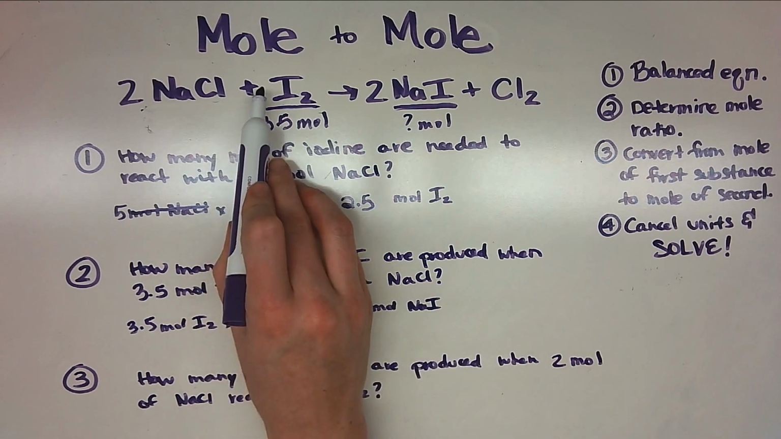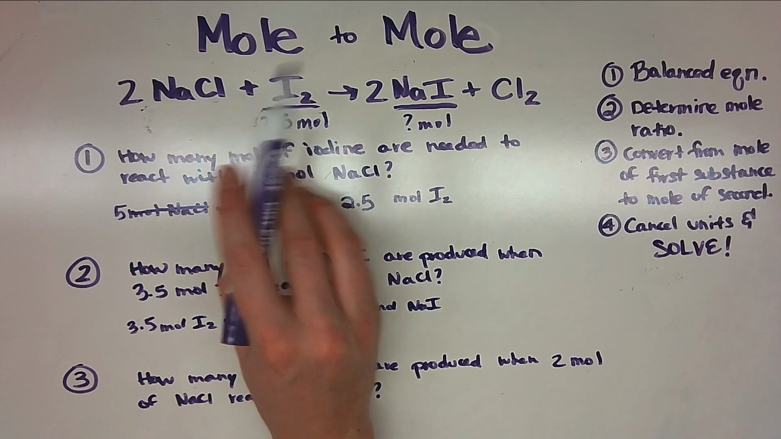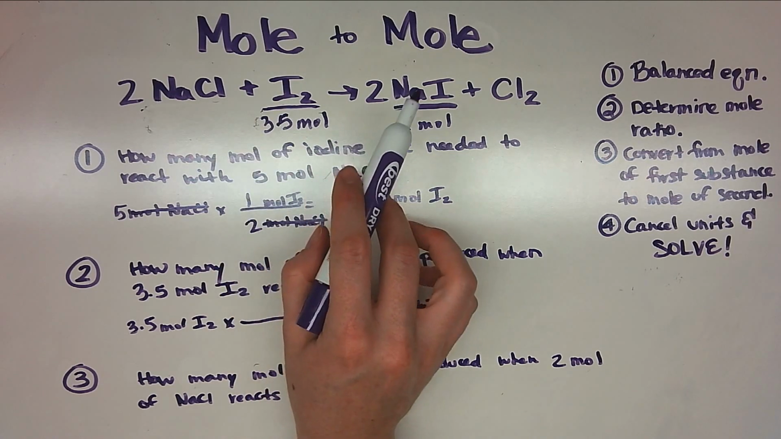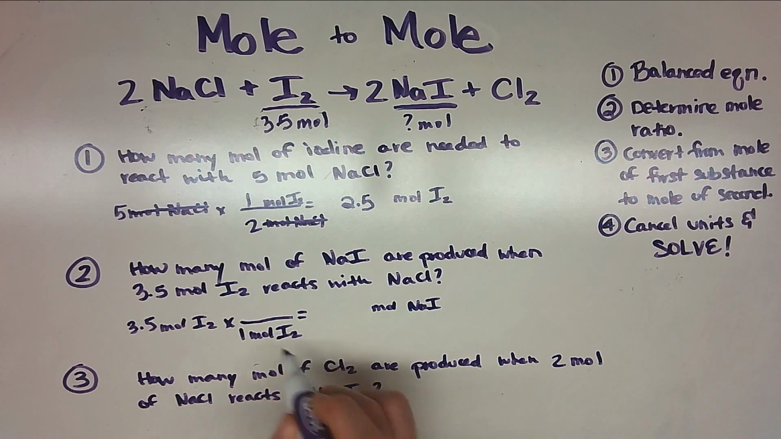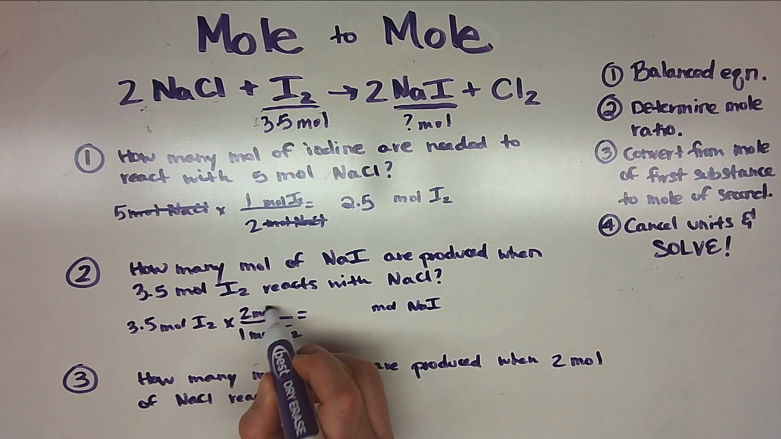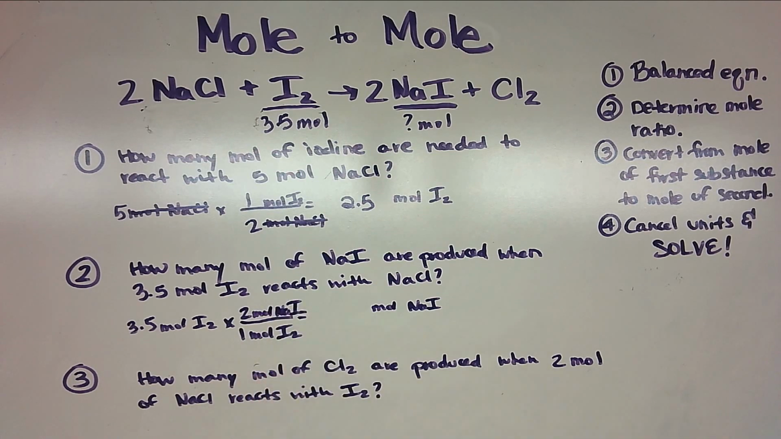Alright, I know that for every 1 mole of iodine, I'm going to have double the number of mole of sodium iodide. So I'm going to put 1 mole of iodine for every 2 mole of sodium iodide. My mole of iodines will cancel. 3.5 times 2 divided by 1, so 7. So if I react 3.5 mole of iodine with sodium chloride, I will have 7 mole of sodium iodide produced.